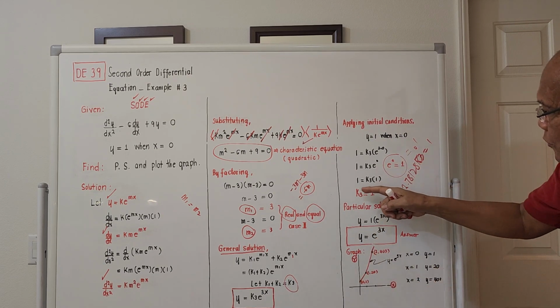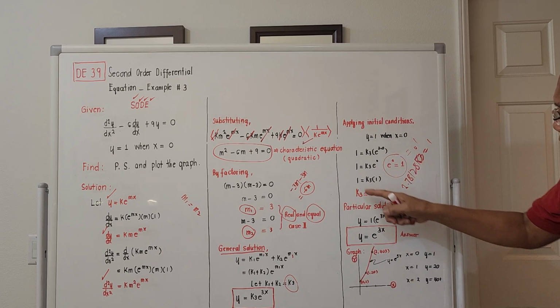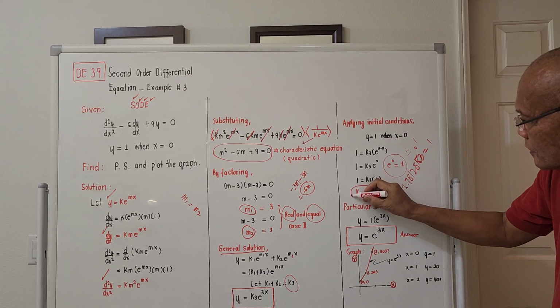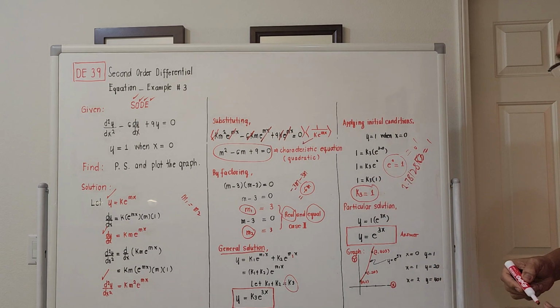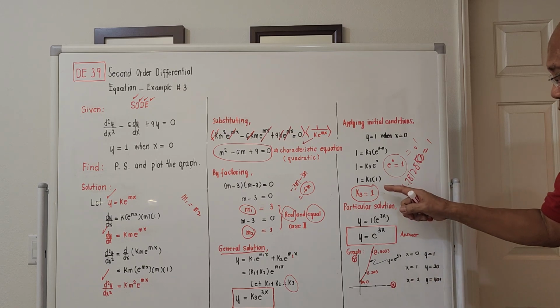So what comes out now will be 1 equal to k3 times 1. Solving for k3, this is 1 and 1. So k3 will be equal to 1. So the unknown k3, which we needed to compute for the particular solution, will be equal to 1.